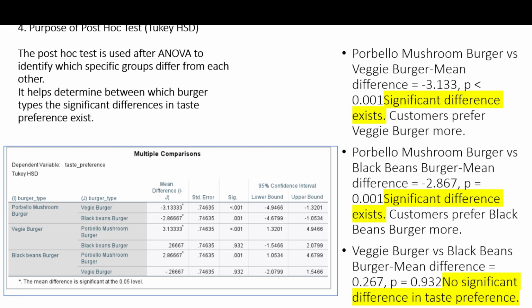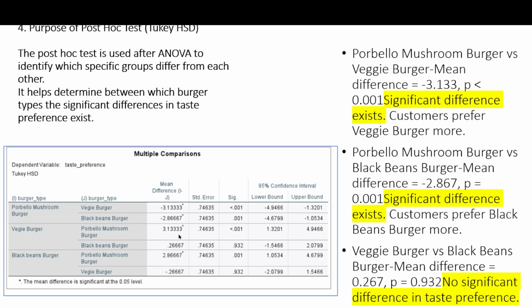Now we come to the post hoc analysis. The purpose of the post hoc analysis is to use after ANOVA to identify which specific groups differ from each other. It helps determine between which burger types the significant differences in taste preference exist in the experiment. So there are total three burgers, so total six combinations will be there.